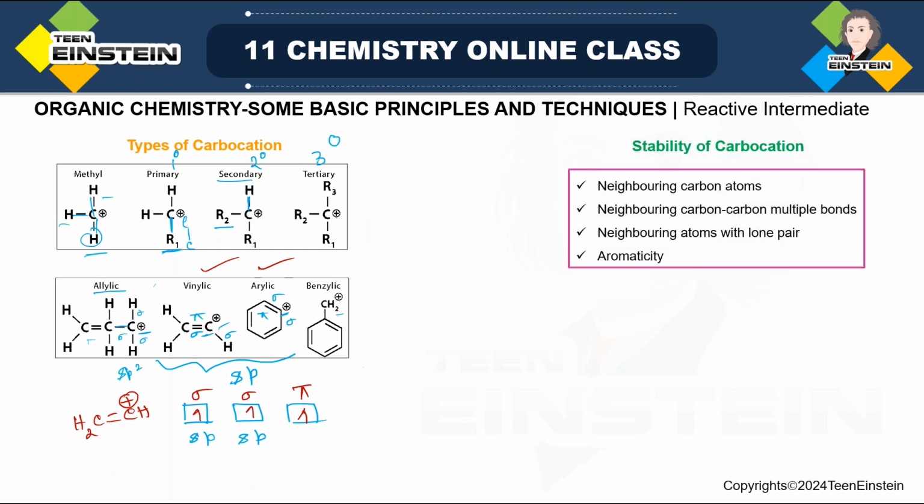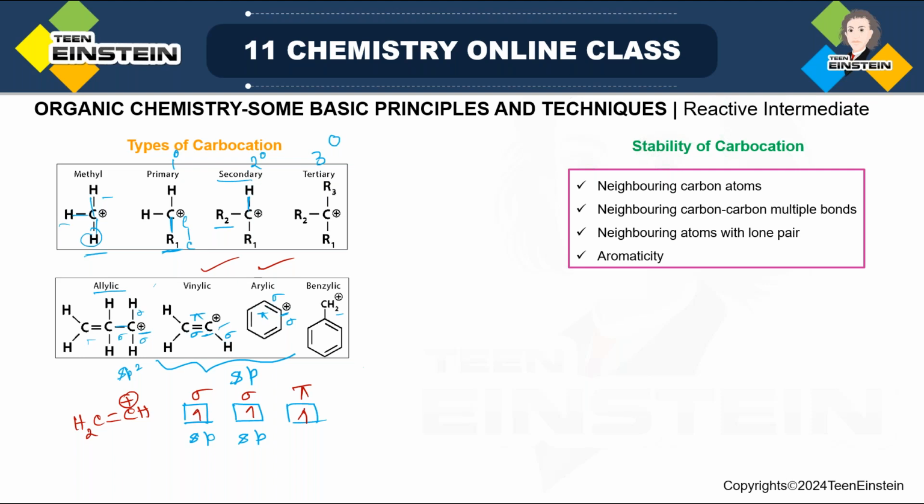For the stability of carbocation, suppose a particular carbocation is given and you have to compare it with some other carbocation so that you can understand the stability order of different types of carbocation. Then, based on which factors will you decide the stability of carbocation? These are the factors that you can see here.